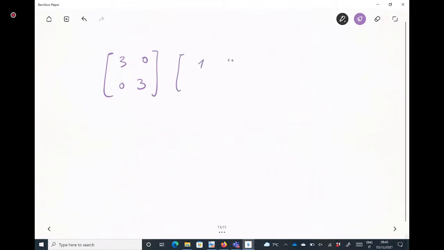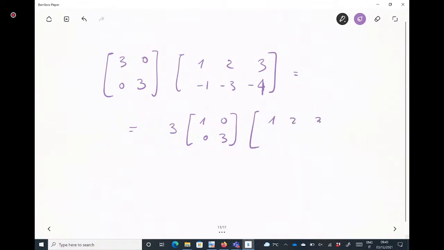Times a matrix similar to the previous one. Don't start writing computations. This is equal to 3 times the identity matrix times this. Okay? Because this is, oh, sorry, 1. This is a scalar matrix, okay? Scalar matrix means the same scalar times 1.